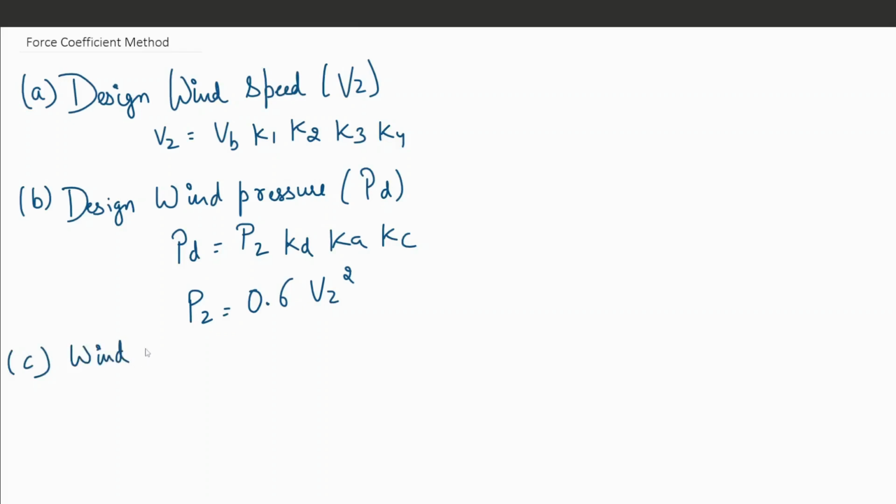So this wind load is equal to Cf into Ae into Pd, where Cf is your force coefficient, Ae is your effective frontal area, and Pd is your design wind pressure. Let's see how we get the values for these parameters from IS code 875 Part 3 2015.